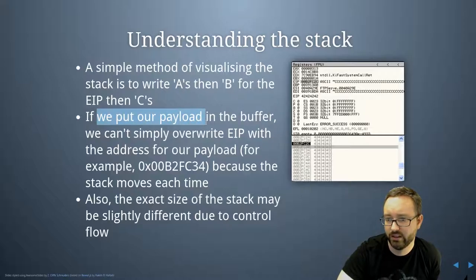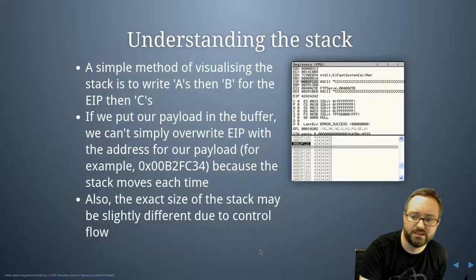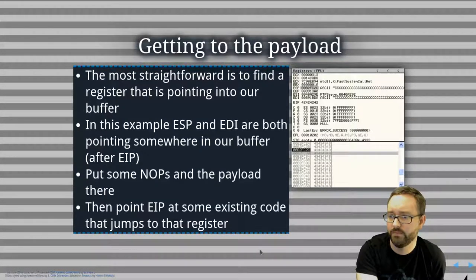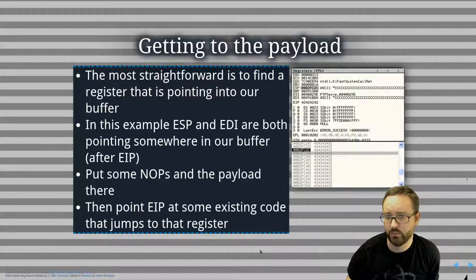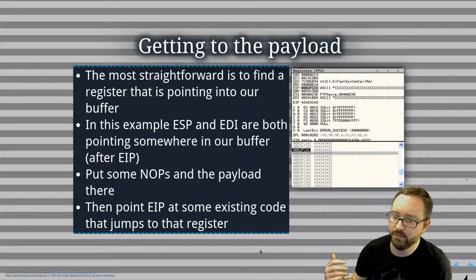So if we put our payload in the buffer, we can't just simply overwrite EIP with the address of our payload, because the exact size of the stack might be slightly different. So we need some way. One way is to find a register that points in the buffer, which is what I just said. In this case, both ESP and EDI are pointing somewhere into our buffer. In this case, after EIP.